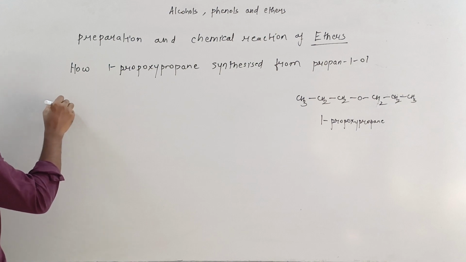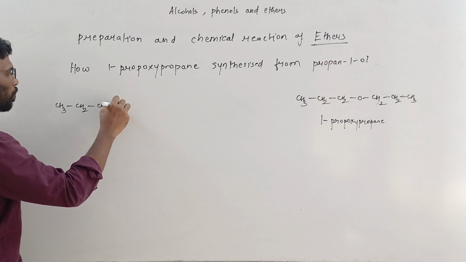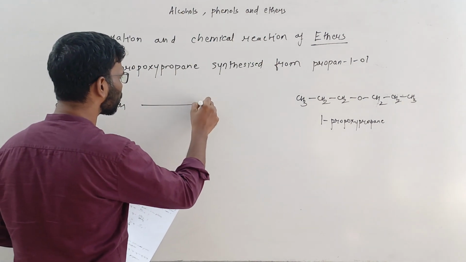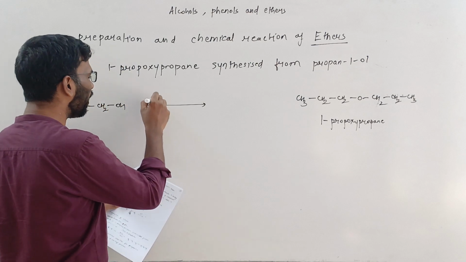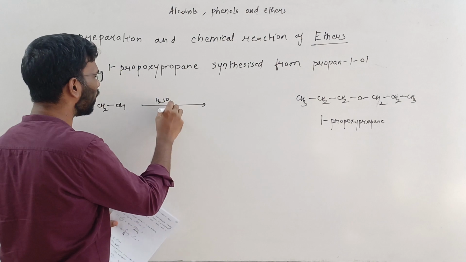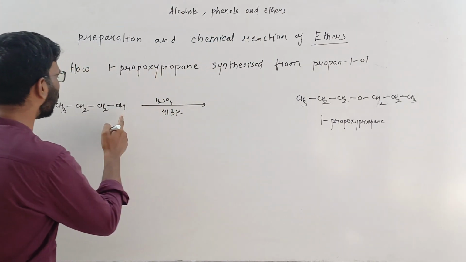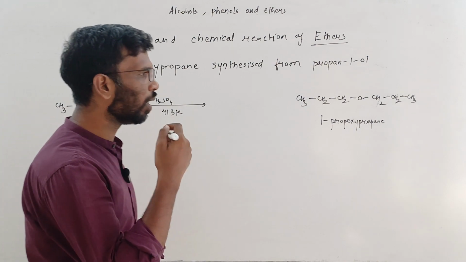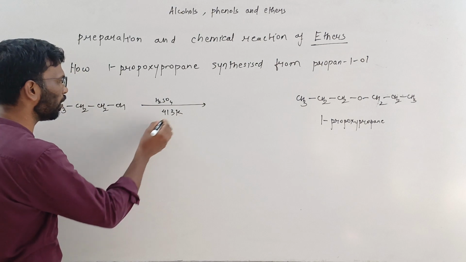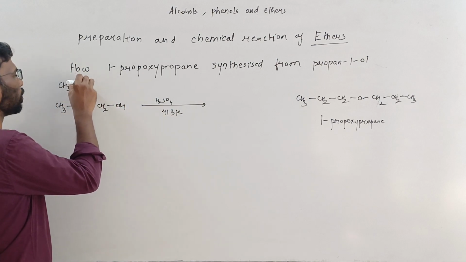We want this CH3, CH2, CH2OH. This reaction can take place at a temperature, like you add acid H2SO4, but the temperature should be 413 Kelvin. This is the product which you are going to get. But you know that whenever we add acid to the alcohol, it gives you what? Alkene, dehydration takes place. But that exception is at this temperature.